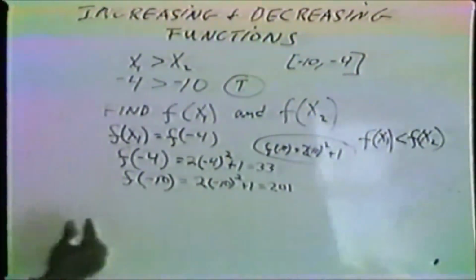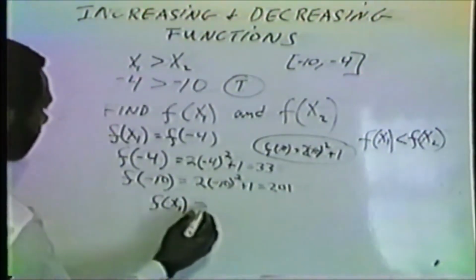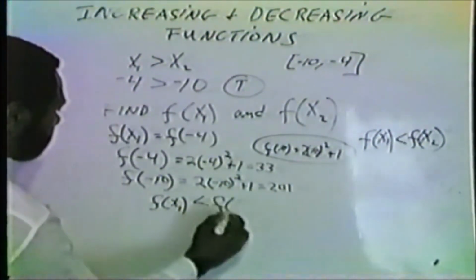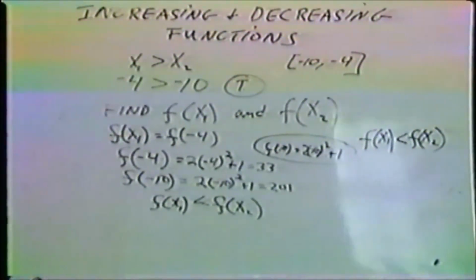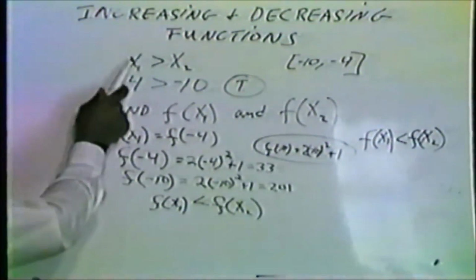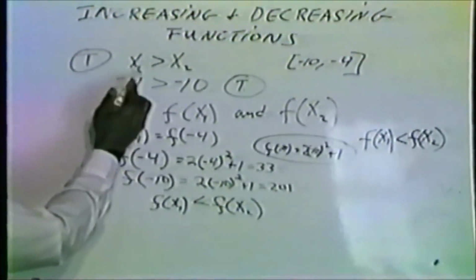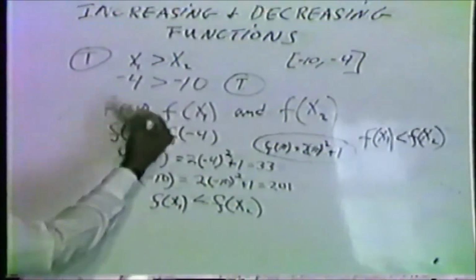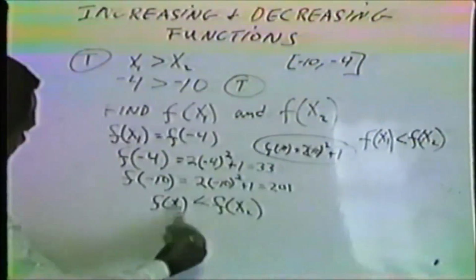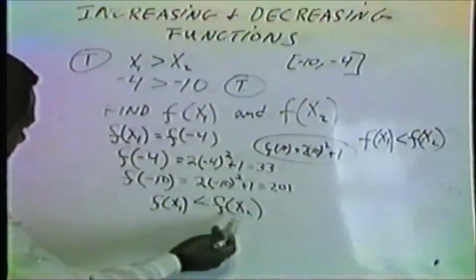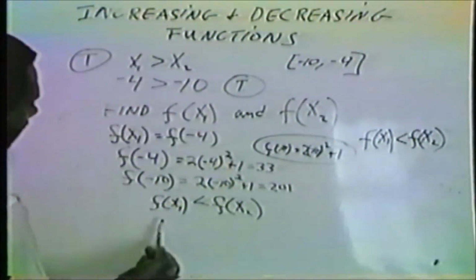Now, we have found f of x of 1, and we have found f of x of 2. For the function to be decreasing in that interval, we've already shown that x of 1 is greater than x of 2. That's the way we chose our two numbers. Now we have to find out whether or not f of x of 1 is less than f of x of 2. If it is true, then our function is decreasing.